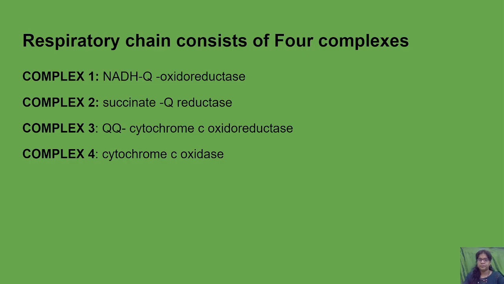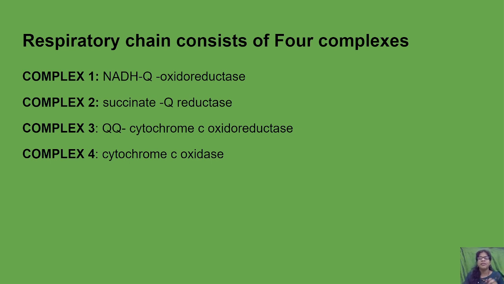The four respiratory chain complexes I'm talking about in this class are: complex 1, NADH oxidoreductase. You are well aware that these oxidoreductases can even be called NADH dehydrogenase, which involves the removal of hydrogen atoms. These dehydrogenase enzymes catalyze the oxidation-reduction reactions which we have already discussed. So this is also called NADH oxidoreductase.